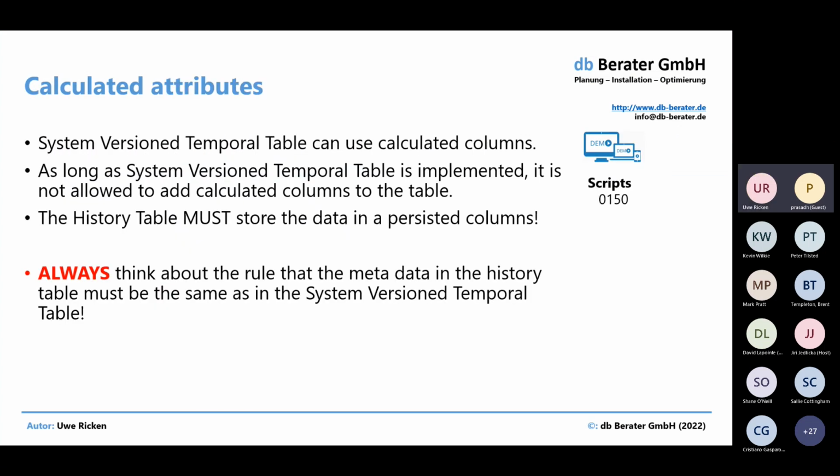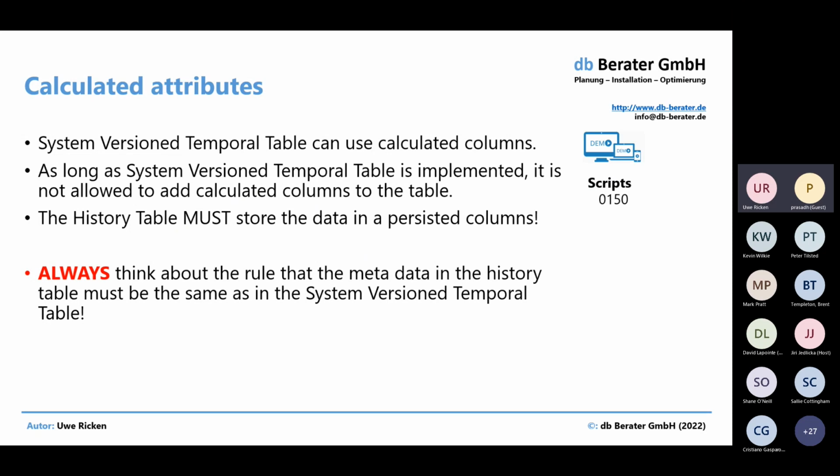One thing to calculated attributes: System Versioned Temporal Tables can use, as you have seen, as long as System Versioned Temporal Tables is implemented, it is not allowed to add calculated columns, because that means that SQL Server wants to apply the changes one-to-one to the history table. But that won't work. So therefore, the system versioning must be deactivated, and the history table must store the data in a persistent column.